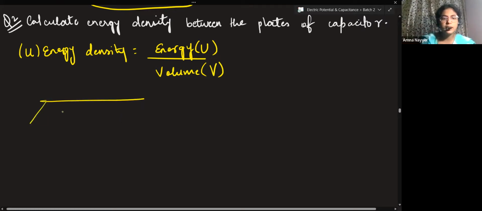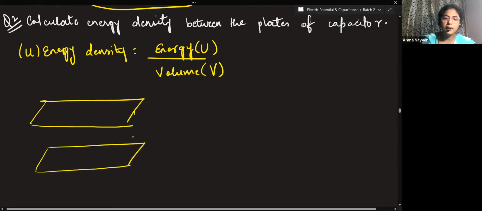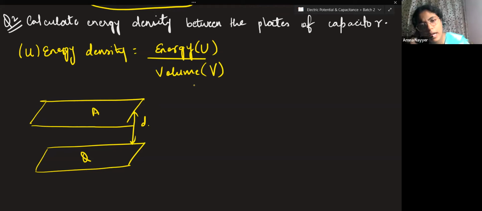Now, say these are the two parallel plates of a capacitor, separated by a distance d, with area A, carrying the charge q. This is the condition. Now I have to find out the energy and the volume. If I'm able to find the energy and volume, I take the ratio and I'll get the energy density. So, energy for a parallel plate capacitor.